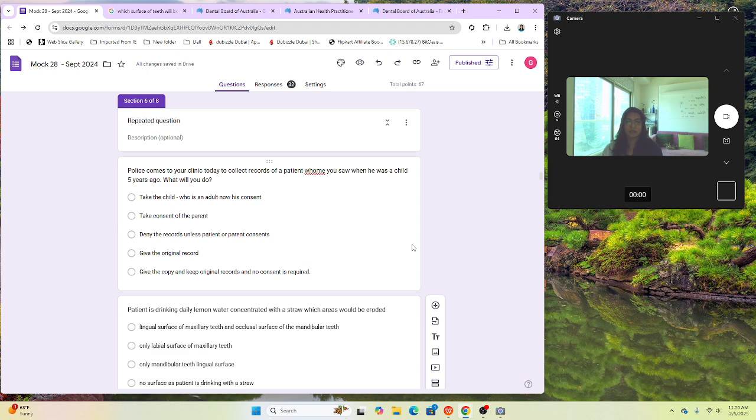Okay. See, whenever police comes, law is above anybody else. So the straightforward answer is you'll give a copy of the original records. You'll keep the original records with you, and no consent is required for that.